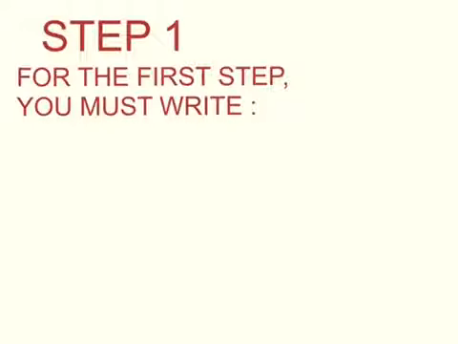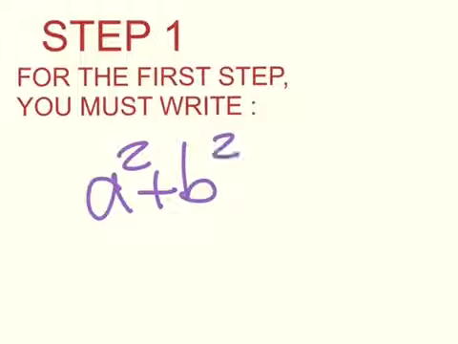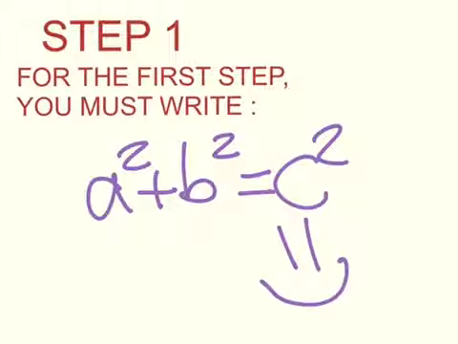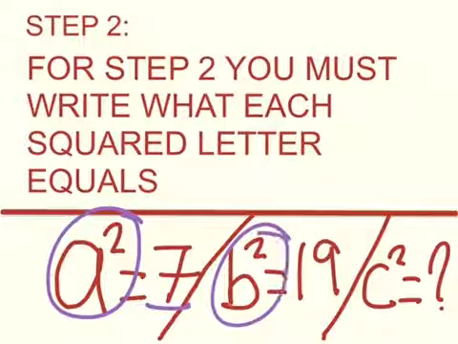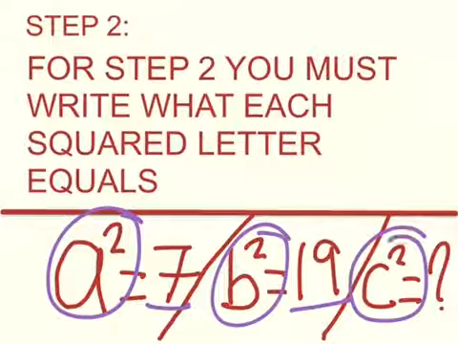So let's get started. For step 1, you must write a squared plus b squared equals c squared to help you remember the pattern. For step number 2, it requires you to write what each letter equals. So, a squared equals 7, b squared equals 19, c squared equals a question mark.